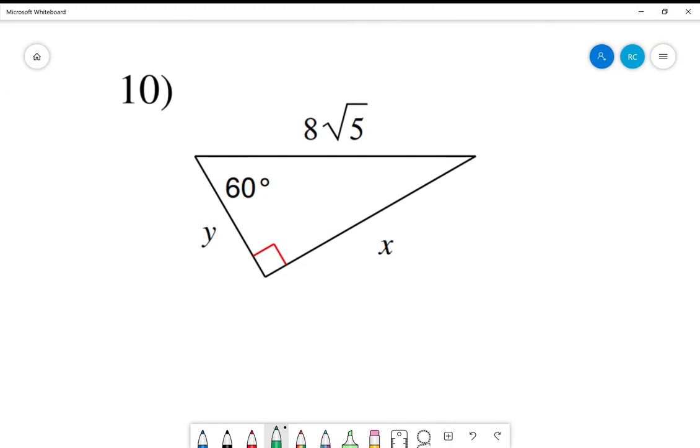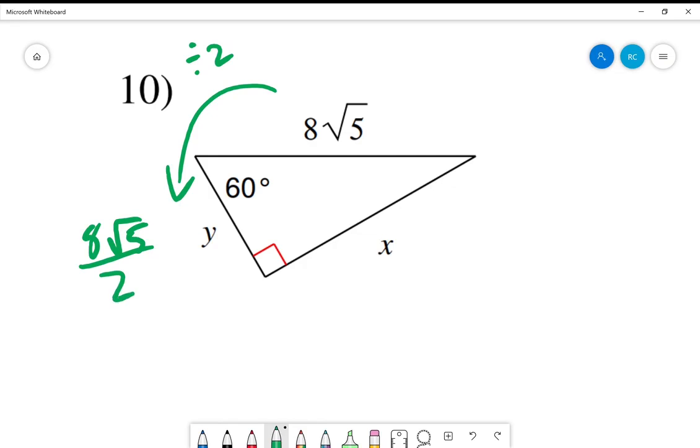We have the hypotenuse. So to get to the short leg, we need to divide by 2. So this will be 8 times the square root of 5 divided by 2. Well, again, remember, ordinary numbers divide with ordinary numbers. 8 divided by 2 is 4. And the square root of 5 does not have another square root to divide with. So we get 4 times the square root of 5 for the short leg.